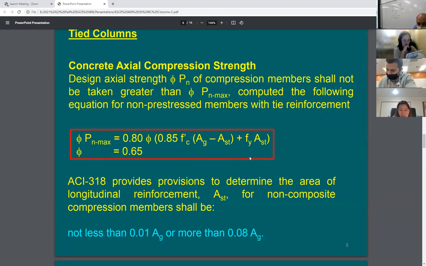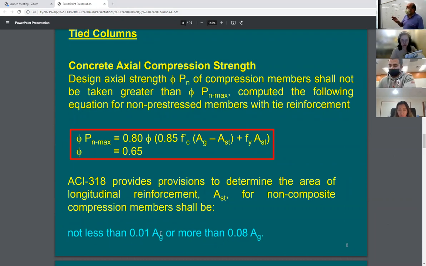What's the minimum? What's the maximum in columns? They say the minimum steel, AST, is going to be 1% of AG. So in our case, in this column, 1% of this is 1.44 square inches. This is the minimum reinforcement you need to put in the column. Otherwise, don't call it a reinforced concrete column and do not use our equation. This is what the ACI says. How about the maximum? The maximum is going to be 8% of AG, so take 1.44 times 8.